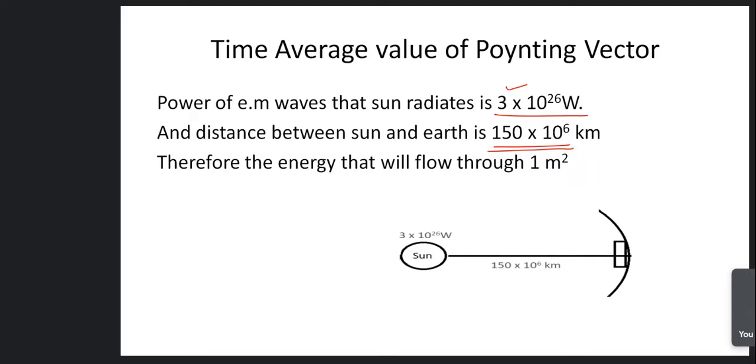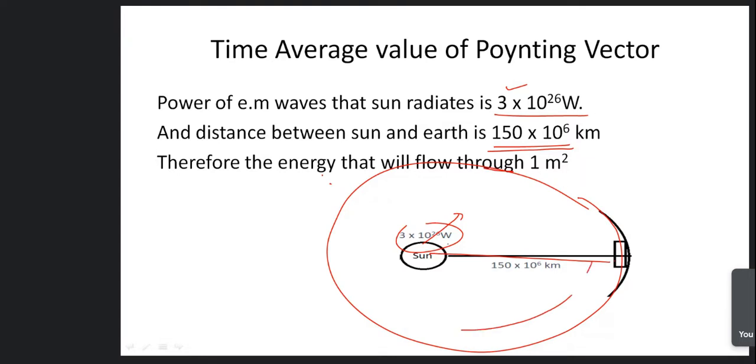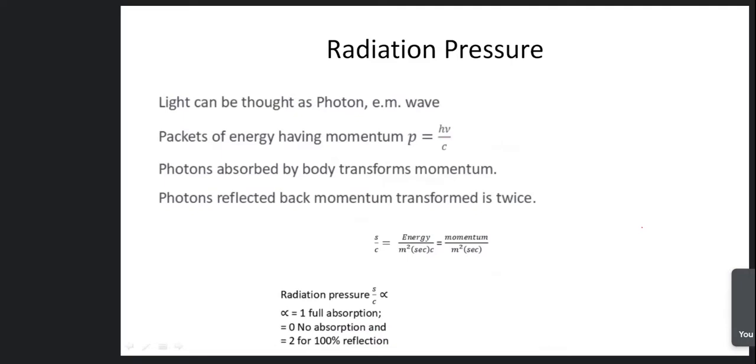The Sun radiates in all directions, so energy is distributed in all directions, and you can draw a sphere with radius equal to the distance between the Sun and the Earth. The energy is radiated per second and incident on the area of this sphere. So by dividing the total power, 3 into 10 raised to the power 26 watt, by the area of this sphere, 4 pi r square, you get the Poynting vector, the energy per unit area per unit time.